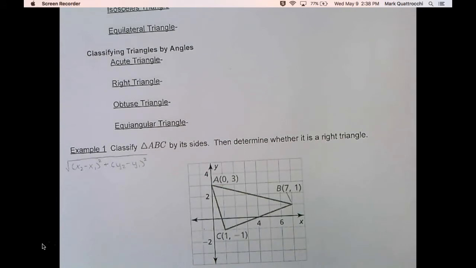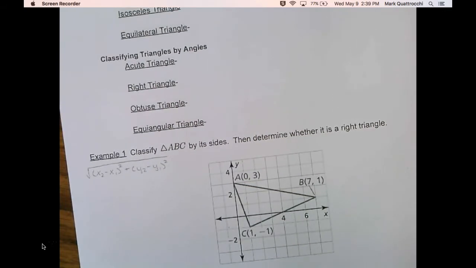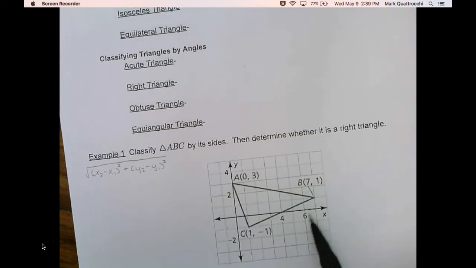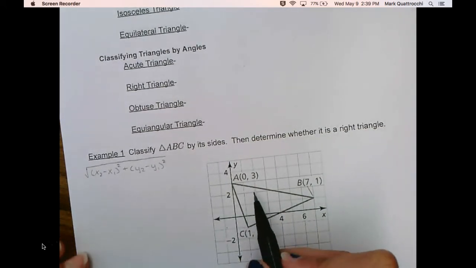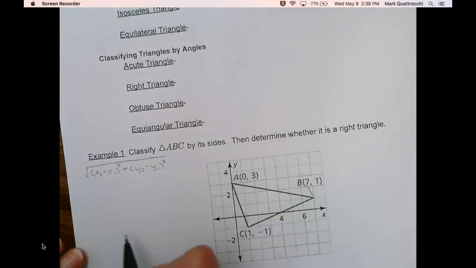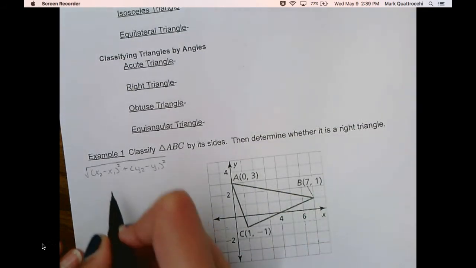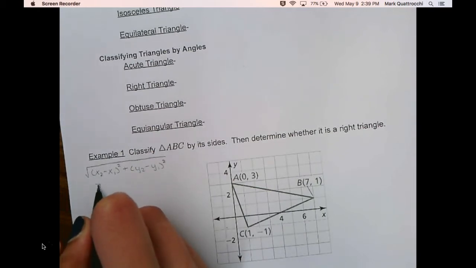So, to classify this triangle, first we use the distance formula, which is right here, and plug in these values to find the side lengths. So first we can use points A and B, and this is the x and y, so we can plug in these values.